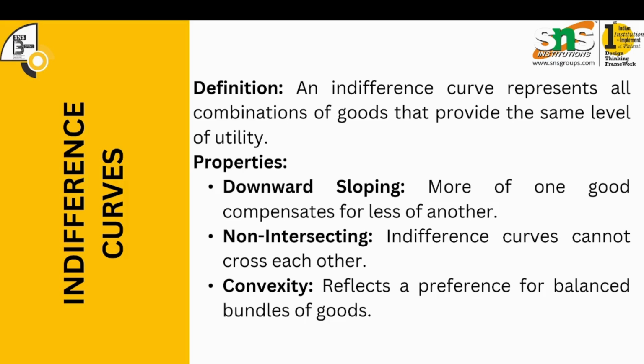When it comes to utility, there is something called the indifference curve. An indifference curve represents all combinations of goods that provide the same level of utility. The properties of an indifference curve are, first, it is usually downward sloping. More of one good compensates for less of another. The second, it is a non-intersecting curve. Indifference curves cannot cross each other. Convexity. Indifference curves are always convex, which means they reflect a preference for balanced bundles of goods.